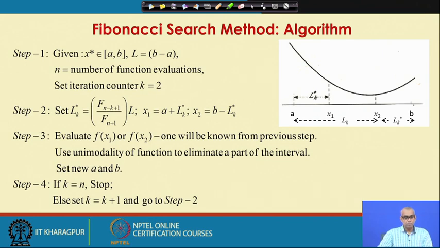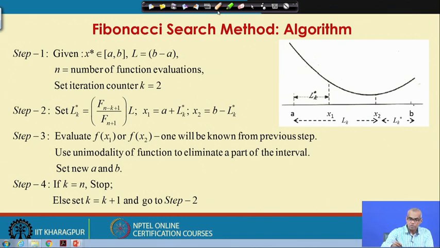So, here is the algorithm. We know that the minimum is bracketed in the interval a b, and the length of the interval is b minus a. We have to define in the beginning the total number of iterations or function evaluations that we are going to make. So, let n equal the total number of iterations. We set the iteration counter k equal to 2. Normally, we set the iteration counter k equal to 2 for the Fibonacci search method, because the first two Fibonacci numbers are the same and they are 1.